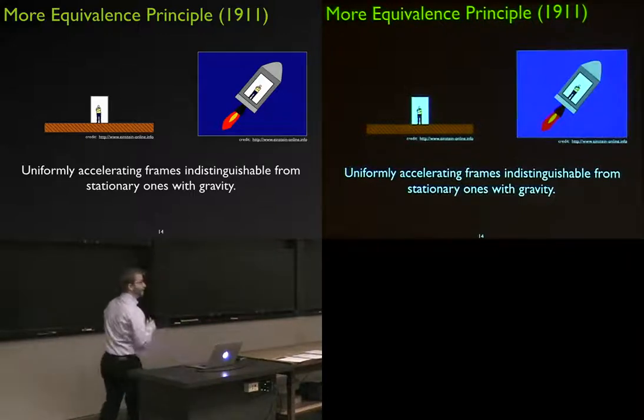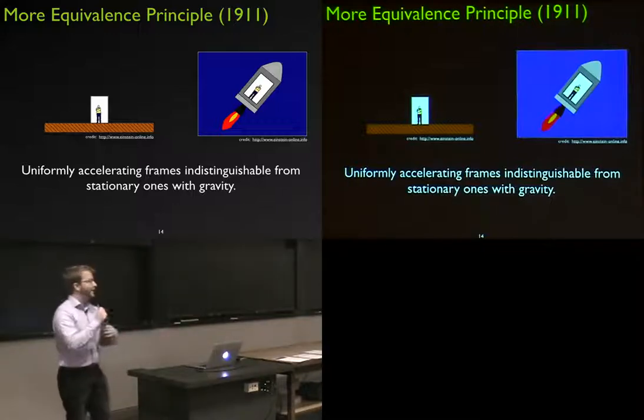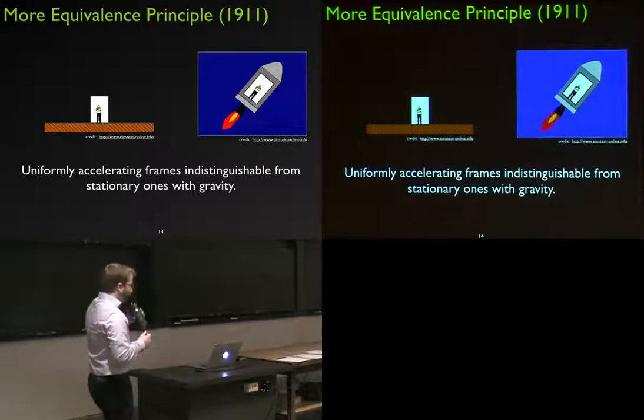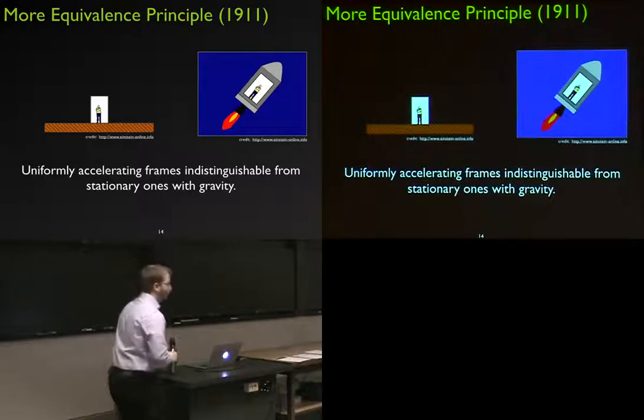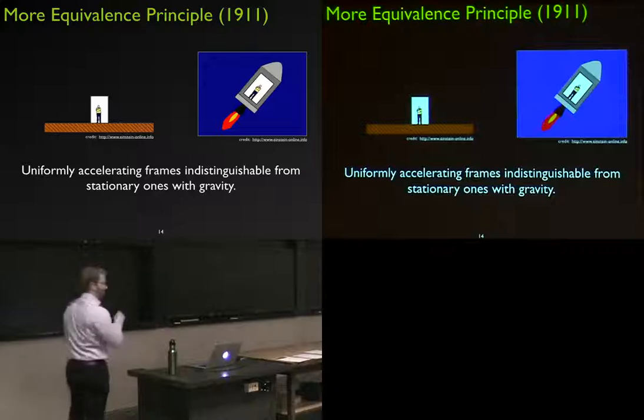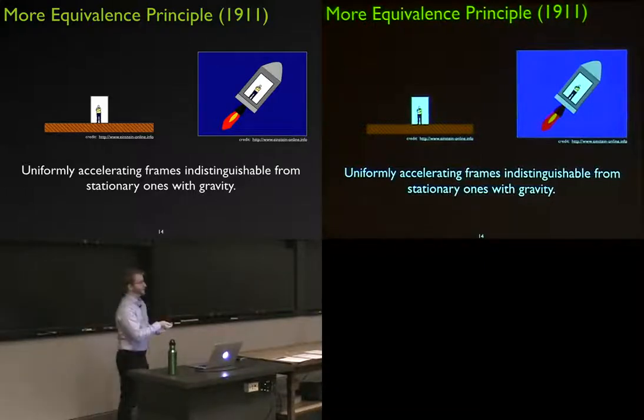Yeah, just to reiterate, like you explained to me after, only if you take one point on the person. Otherwise, it's not the same. That's right. So this is a very local measurement. This is a local equivalence that Einstein was talking about.